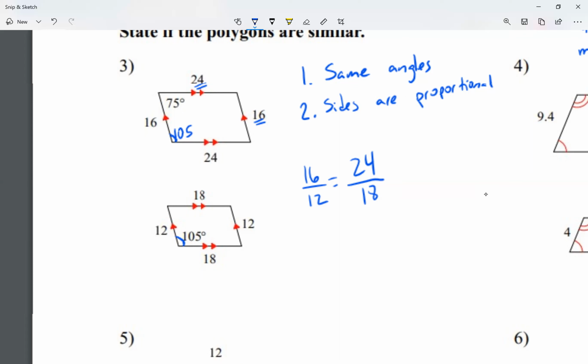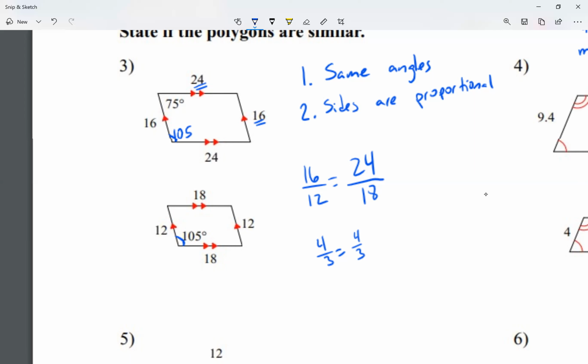If I choose to simplify 16 over 12, let me divide each by 4. That gives me 4 over 3. 24 over 18, let me divide each by 6. That simplifies to 4 over 3. Okay, so yeah, the sides are proportional. Again, I could choose to simplify the fractions. Now, simplifying is not your forte. It's not what you're really good at.